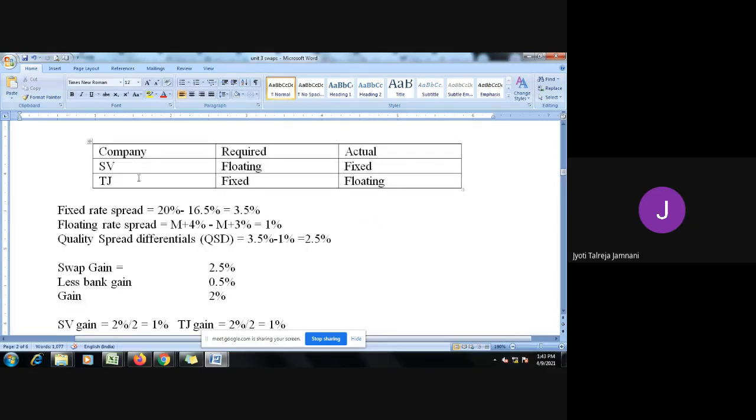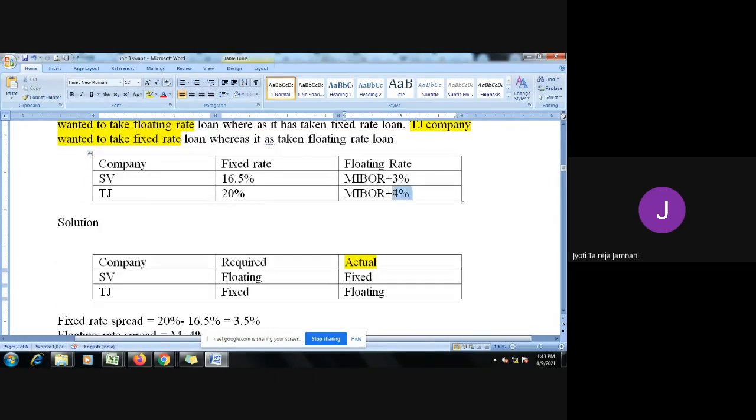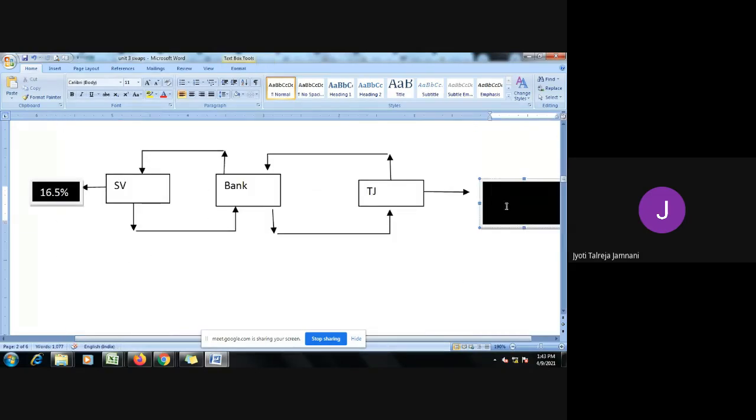TJ will check. We are checking the actual. So TJ in actual has got floating rate. So for TJ, the floating rate is MIBOR plus 4%. He will pay MIBOR plus 4% in the open market. So these are the two rates the companies have paid in the open market.